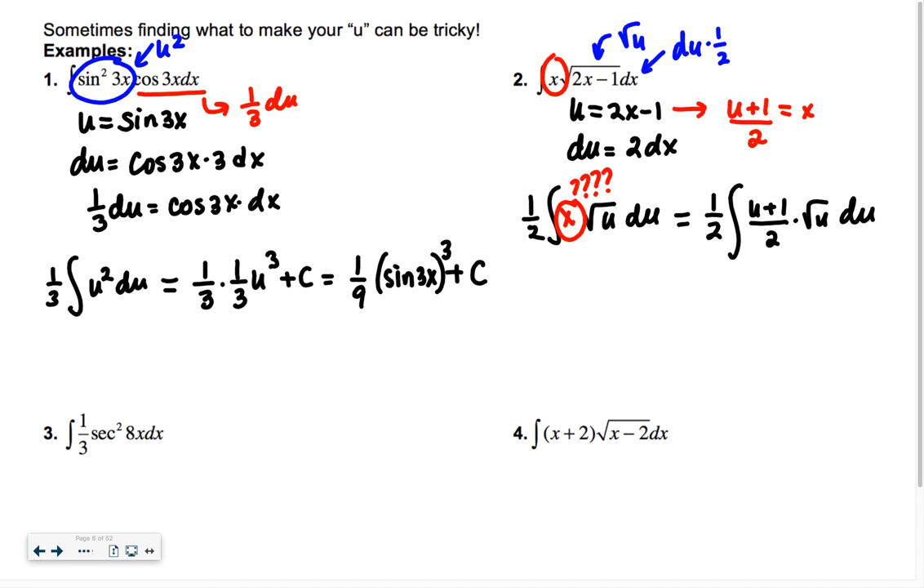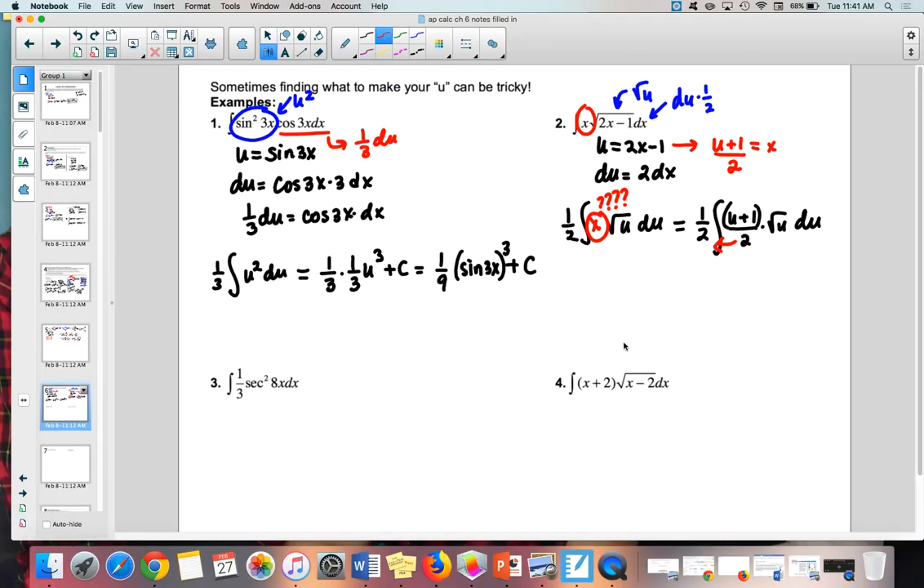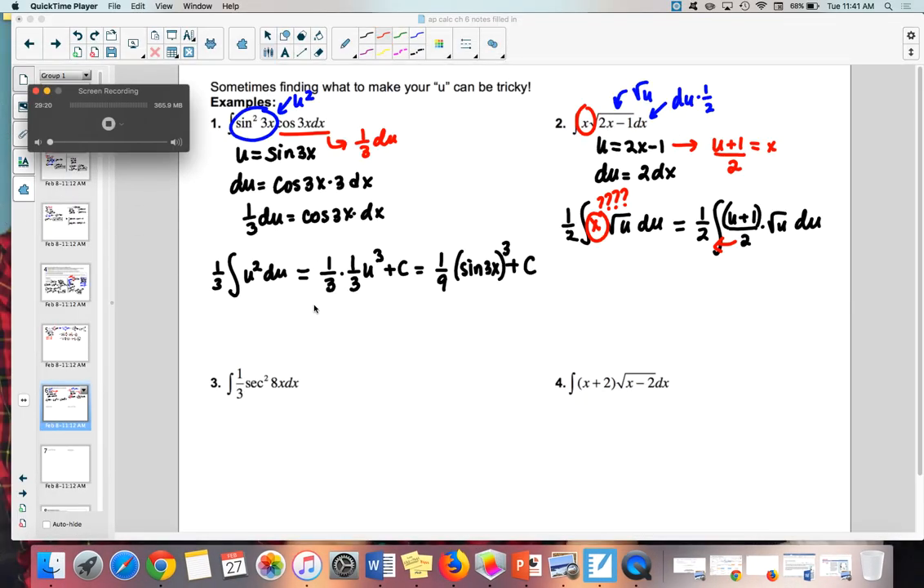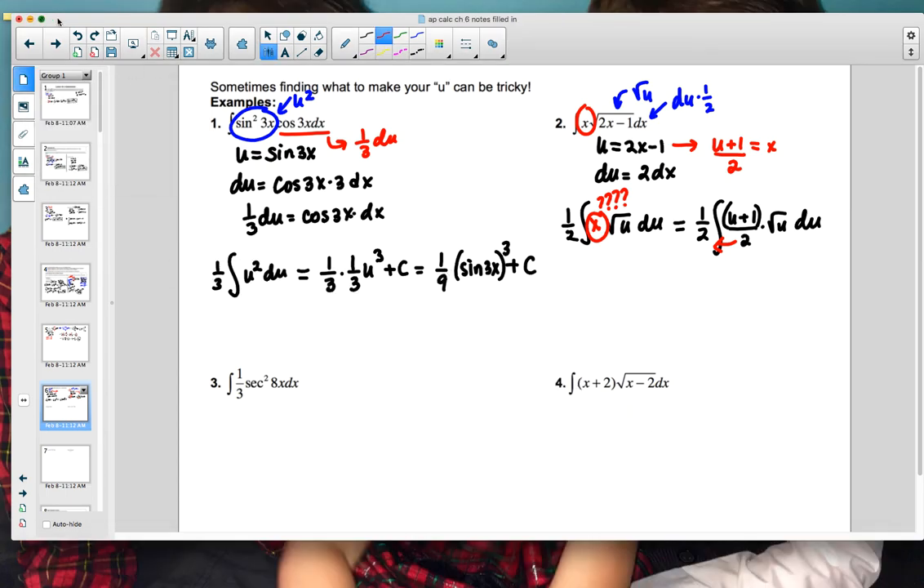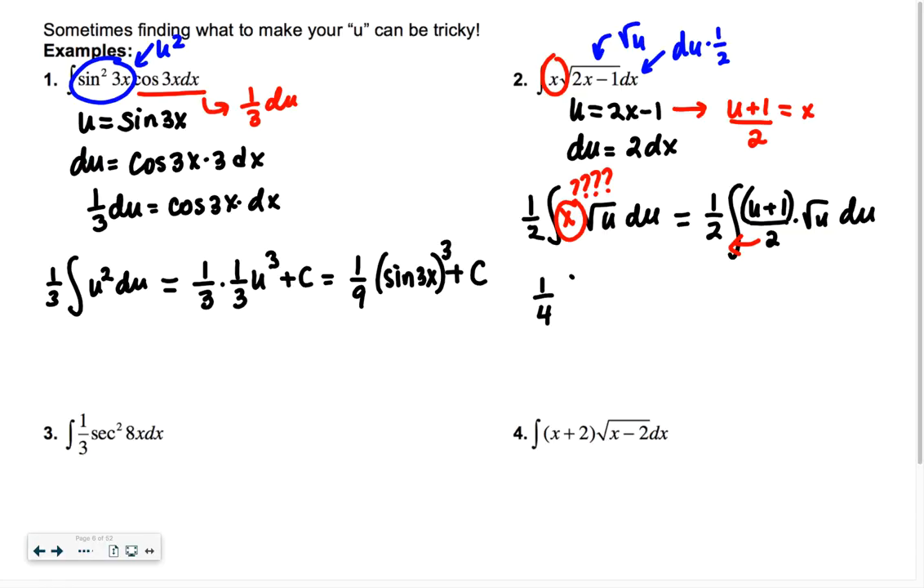Okay. I want you to think about how to integrate this. Some people were having trouble with it in the first period. You can do this. My hint is I would probably just pull that 2 out and write 1/4 out front. So try to simplify it and see what you get. Are you guys getting there? So I would write it as a 1/4 out front, and then you have the u plus 1 multiplied by u to the 1/2. Do you guys see? So I'm going to bring that u to the 1/2 in.